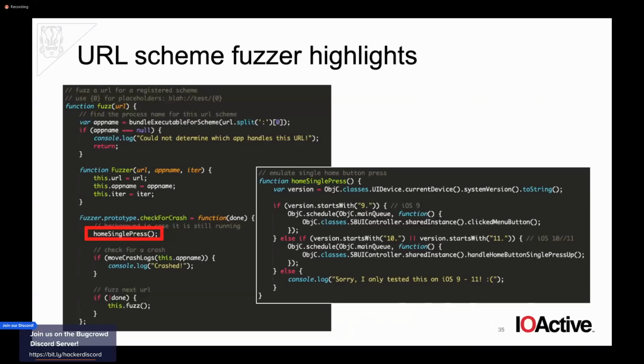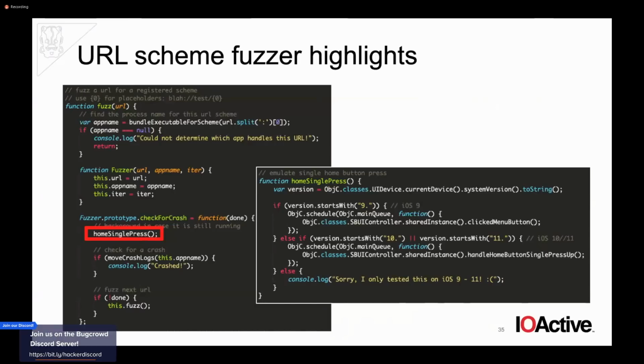And I didn't want to sit there and click the button, because that would sort of defeat the purpose of the automation in the first place. So with home single press, what I did is just detected what version of iOS I was dealing with. And then I leaned on an Objective-C class called SBUIController, which has a method that is called when you physically click that hardware button. So I'm just calling the corresponding function as if I had clicked the button. And to iOS, it thinks the button was clicked, and it will behave that way in backgrounding the application.